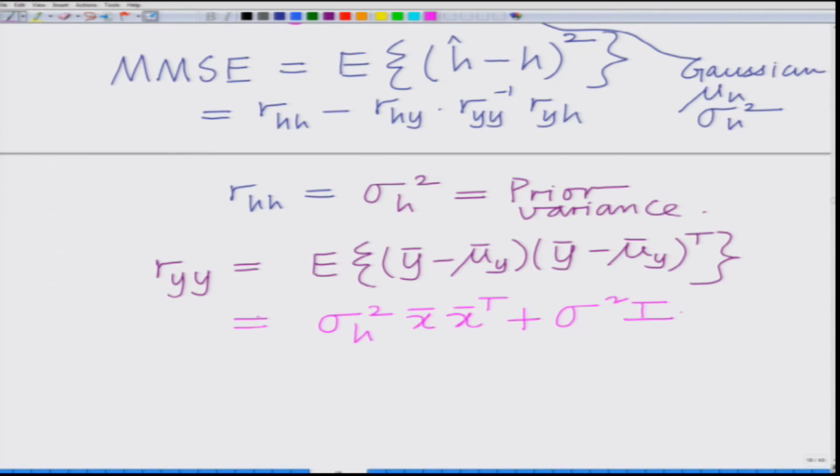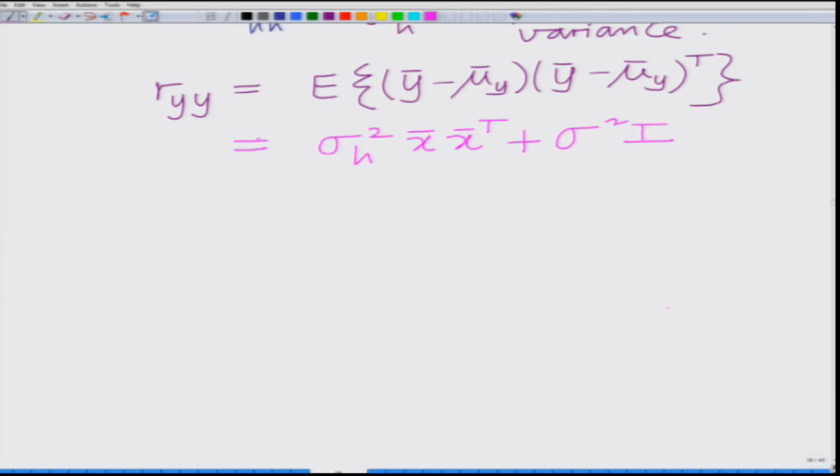This is something that we have already derived. Please check again, if you are not clear about this, please check from the lectures of the previous modules. And we have the cross correlation, that is R_HY, which is also equal to R_YH transpose. Remember, we are still considering the real scenario. So, R_HY equals R_YH transpose. If it is complex, then it will in fact be the Hermitian, correct. So, this will be sigma_H square x bar transpose.